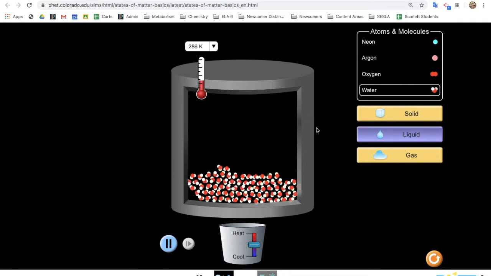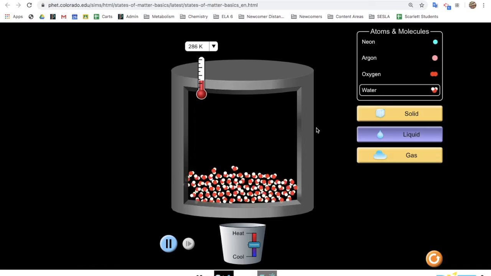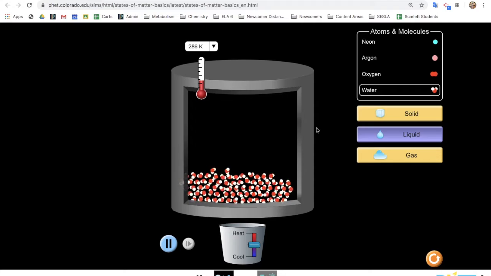How would you describe the volume of a liquid? Liquids have a definite volume because they always take up the same amount of space. How would you describe the shape of a liquid? The shape is not definite because it takes the shape of its container. How would you describe the interaction of the particles in a liquid? Particles are attracted to each other. That's why they stay so close.